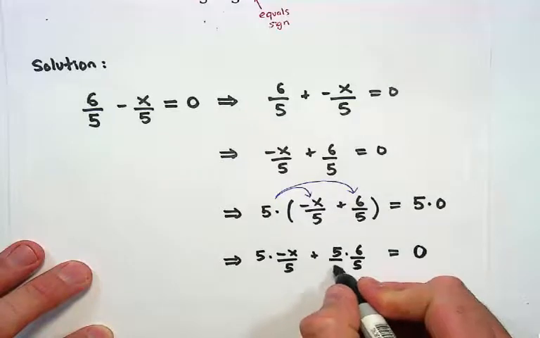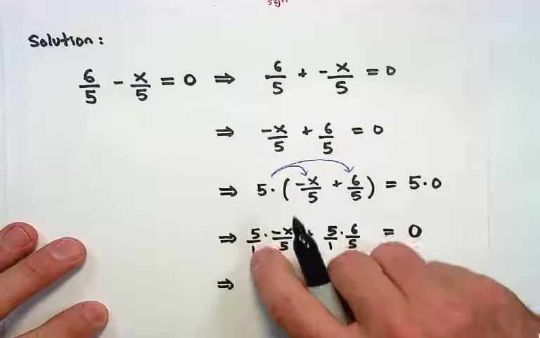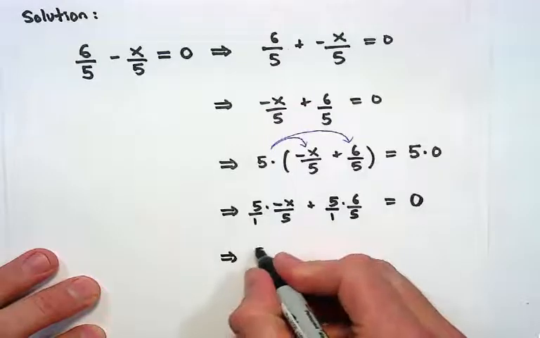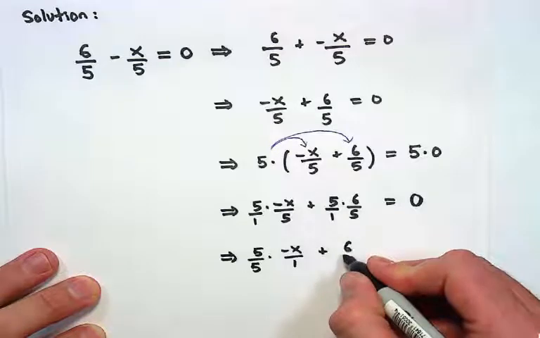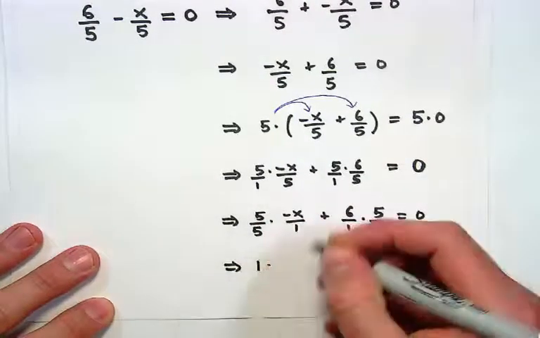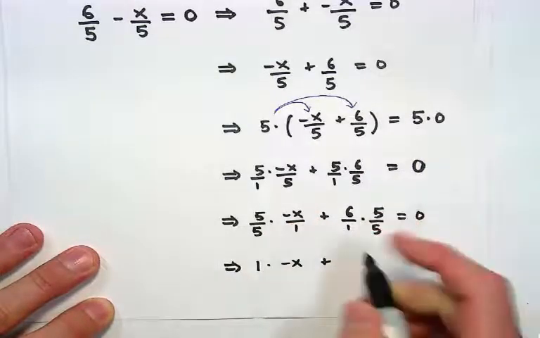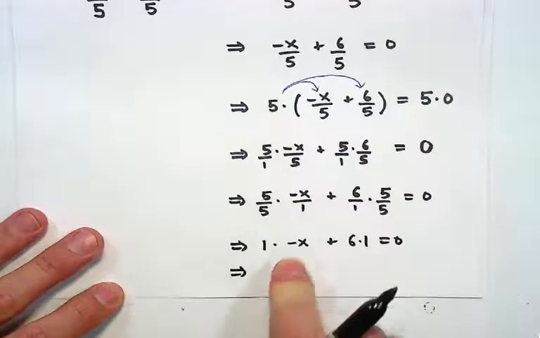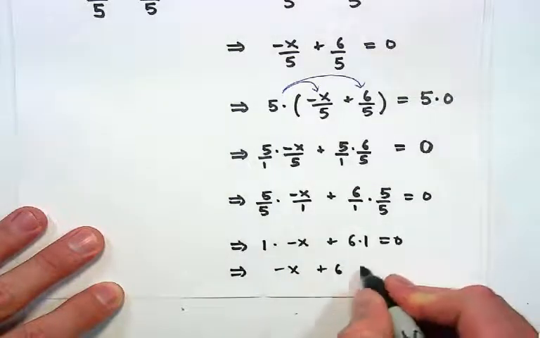In both of these situations, I can write the 5 on the left-hand side as a fraction having a denominator 1. When I multiply fractions, I can change the order of each of those denominators in any order that I'd like because multiplication is commutative. I know that 5 divided by 5 is 1. I also know that negative x divided by 1 is negative x. Here, 5 divided by 5 is 1. 6 divided by 1 is 6. In this case, now I have 1 times negative x is just negative x. Here I have 6 equals 0.